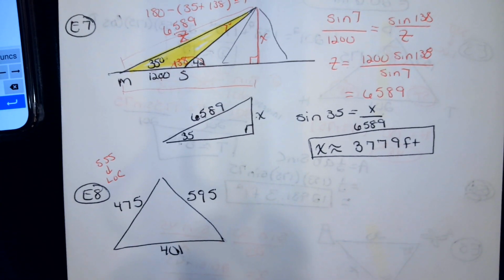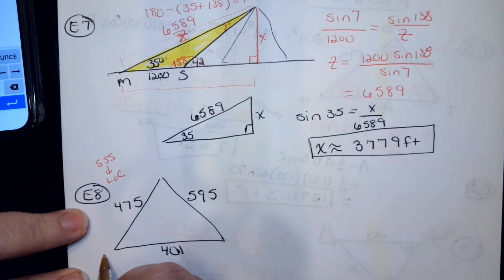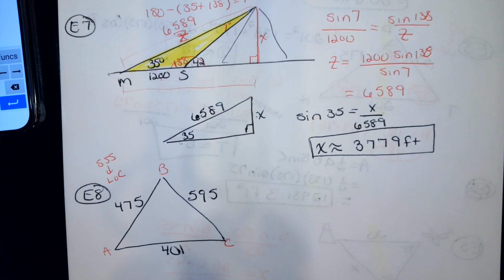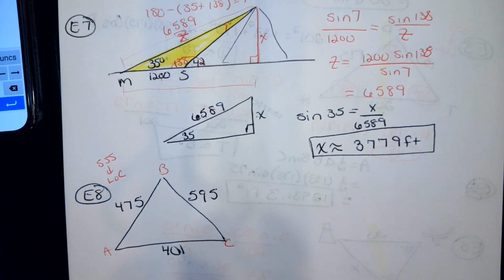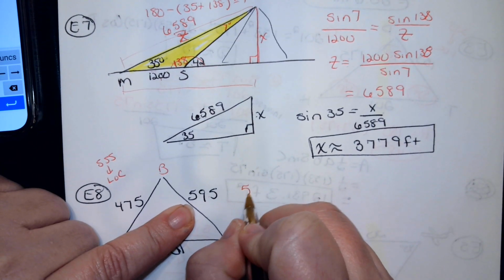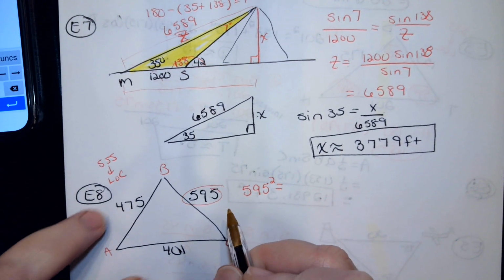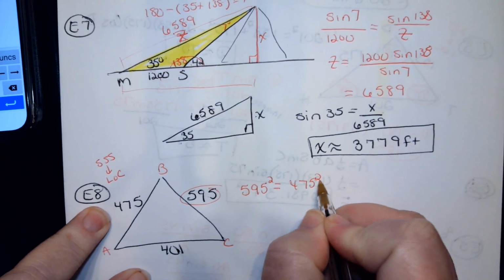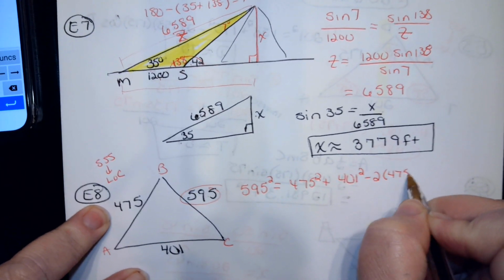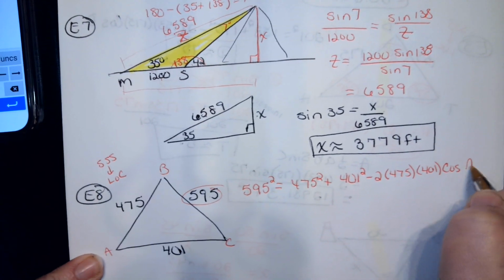I'm going to start with the biggest angle. The biggest angle is opposite the longest side. So I'm just going to call these A, B, and C. I'm going to say 595 squared is equal to 475 squared plus 401 squared minus 2 times 475 times 401, and then times the cosine of A.